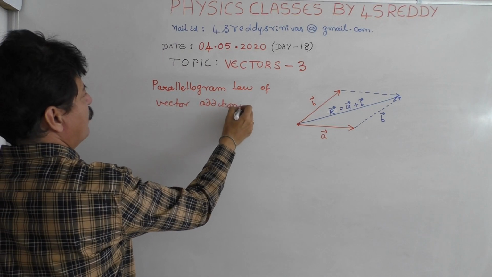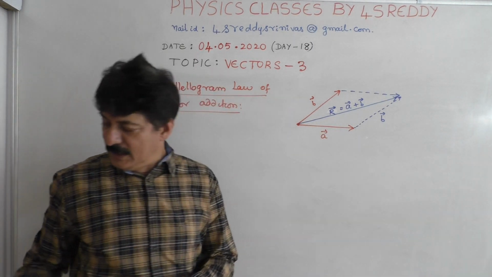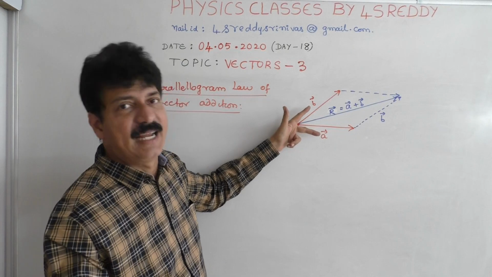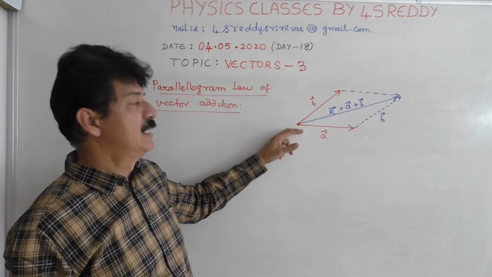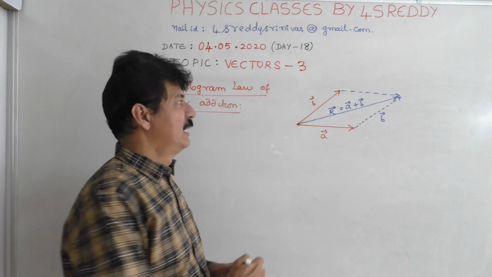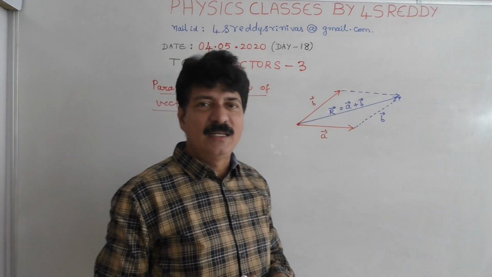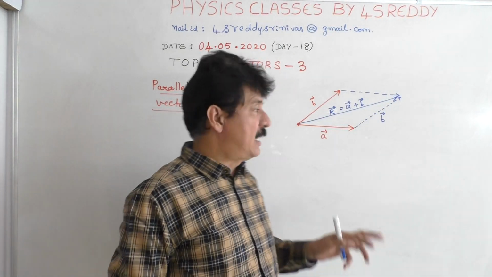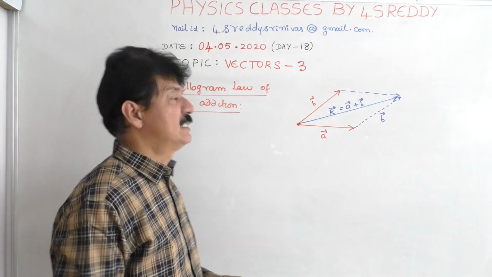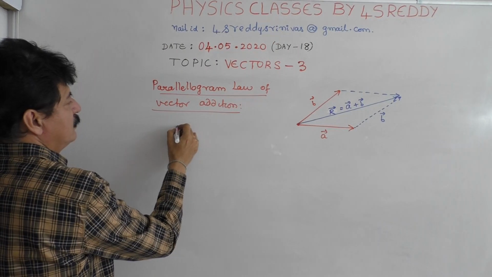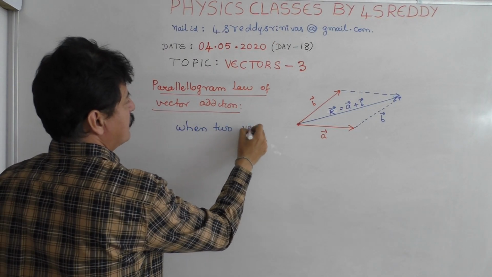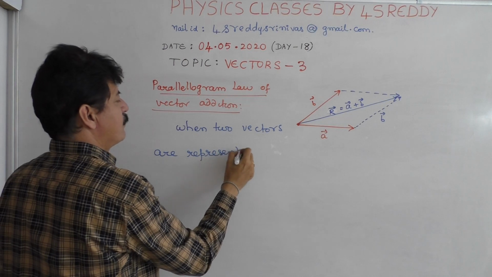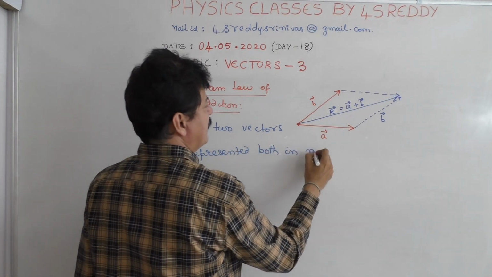What is this parallelogram law of vector addition? From that, it is clear that if two vectors are represented both in magnitude and direction by the two adjacent sides of a parallelogram, starting from the same initial point, then the resultant vector can be represented both in magnitude and direction by the diagonal of the parallelogram passing through the same initial point. That is the statement.